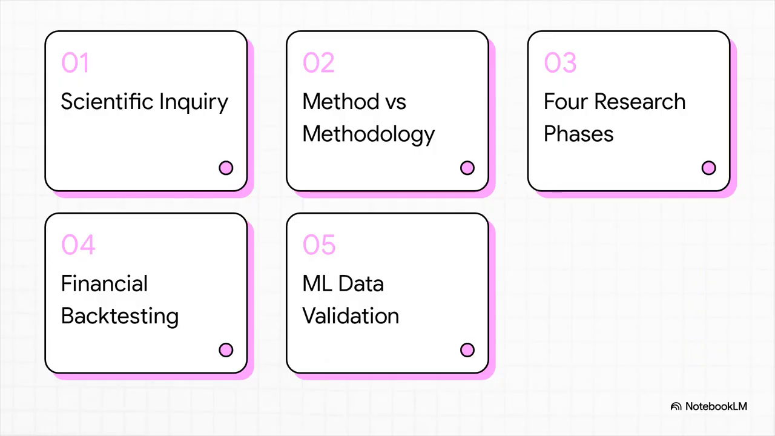Okay, let's dive into this. Here is our structured roadmap for today. First, frameworks of scientific inquiry. Second, method versus methodology. Third, the 4 research phases. Then, financial backtesting and metrics. And finally, validating data with machine learning. We are literally journeying from abstract social science right to the forefront of high-tech data validation.